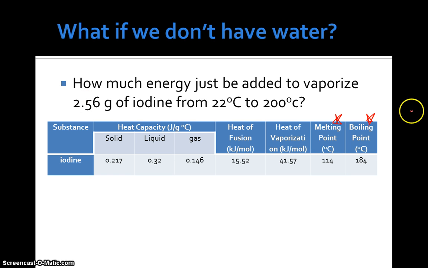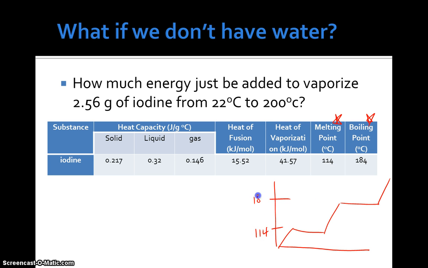So we're going to look at how much energy must be added to vaporize 2.56 grams of iodine from 22 degrees Celsius to 200 degrees Celsius. Anytime you're doing one of these problems, first draw yourself a roadmap so you can figure out where you're starting, where you're ending, and what conversions you need to use. This is the melting point, this is the boiling point, and instead of labeling them 0 and 100 like we did with water, we use these numbers. The melting point for iodine is 114, and the boiling point is 184.